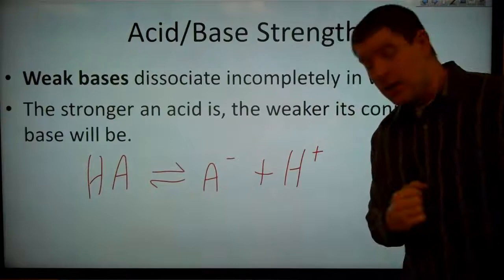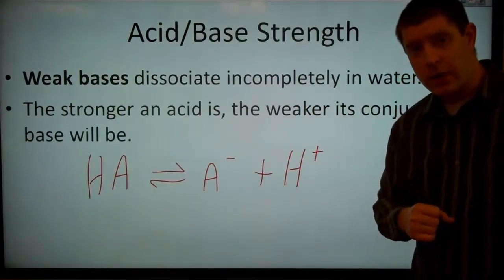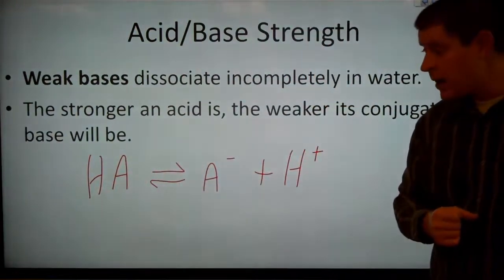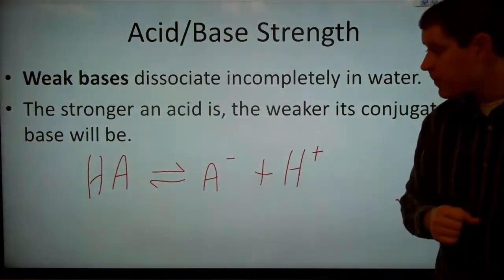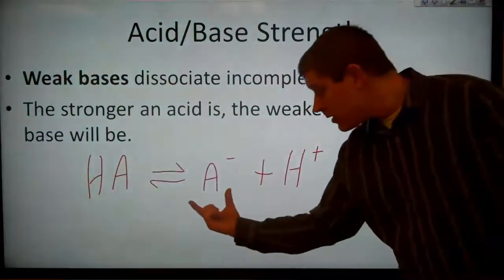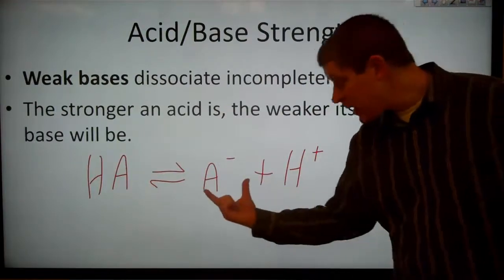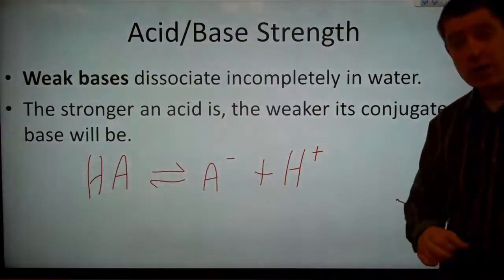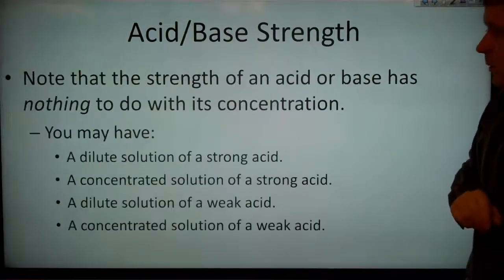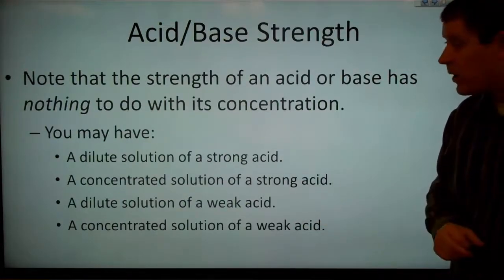Which means that this A minus, our conjugate base, is a really, really weak base. It's basically not forming the HA again. And if this is a strong acid, then this backwards reaction essentially doesn't happen at all. And that means that A minus is not accepting a proton, which means it's essentially not a base. We still call it our conjugate base, though. It's just much, much weaker than water is.